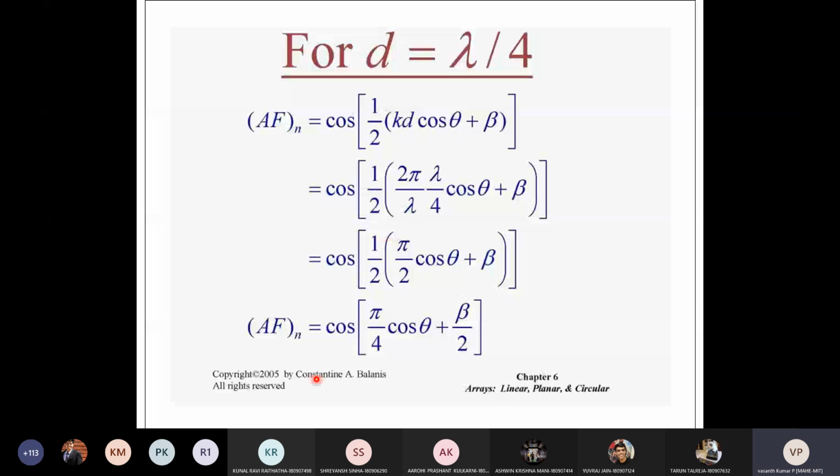Okay, see. This is the expression for the array factor. d is equal to lambda by 4, beta is equal to 0. You'll see that beta is equal to 0 later on.